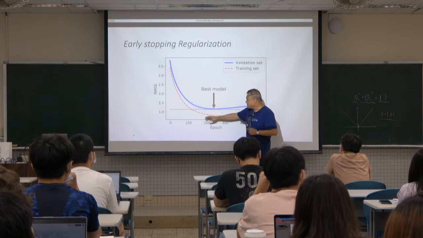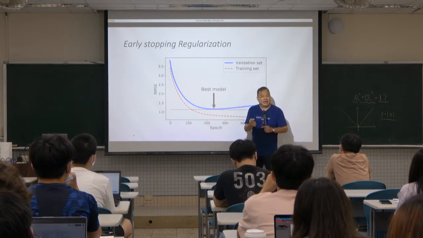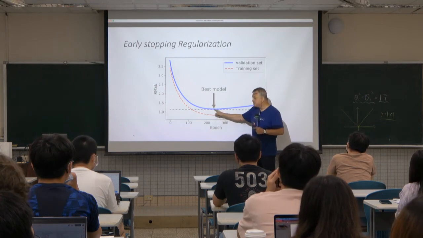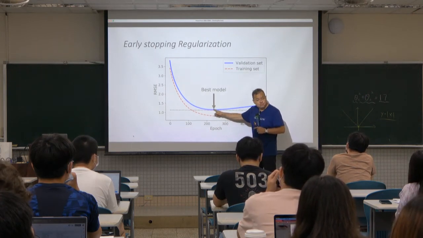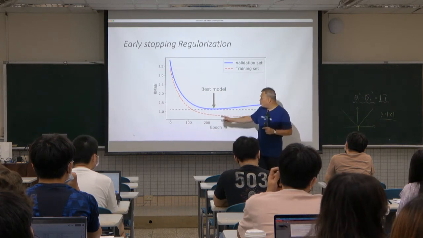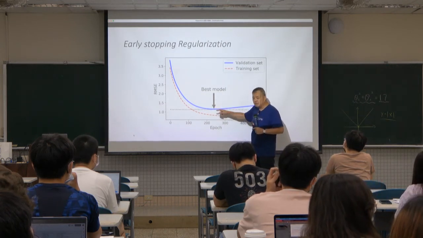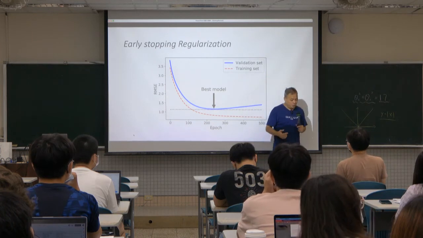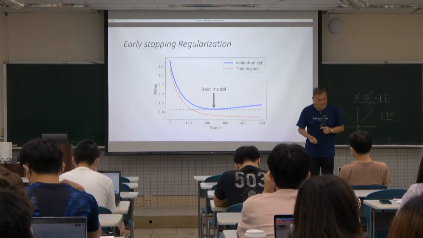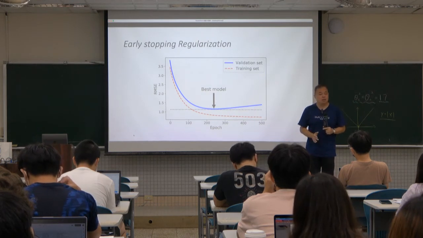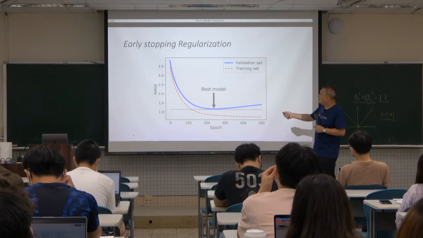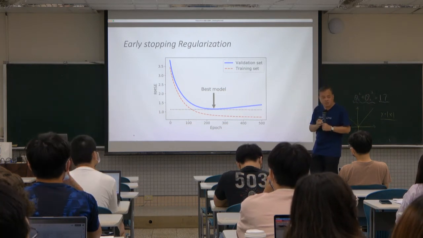Obviously, look at this figure. When should you stop model training? It should be here, right? But the issue is, you don't know. You don't know how many iterations you should stop the model training in advance.